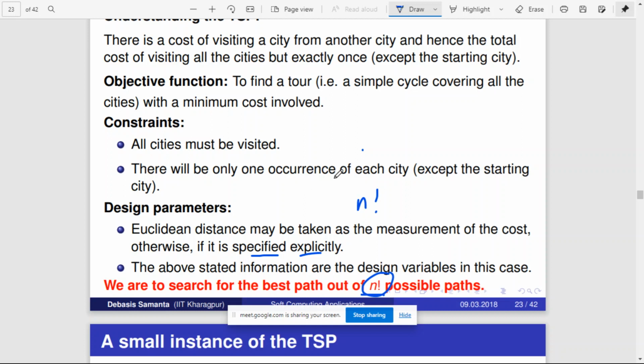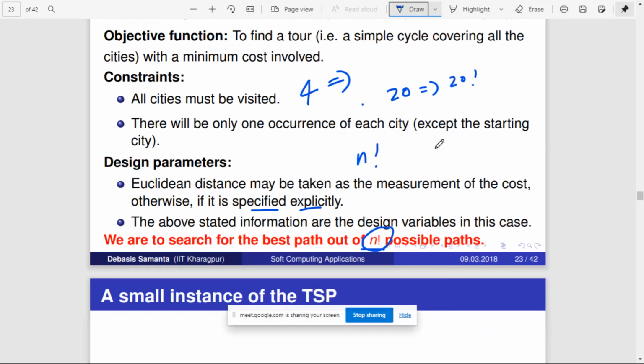Okay. So if a traveling salesman wants to visit 4 cities, then how many possible solutions are available? 4 factorial, right? If he wants to visit 20 cities, then how many solutions are available? So these are the possible solutions. From this, you have to identify the best solution. Best solution is the one with the least cost. Okay.